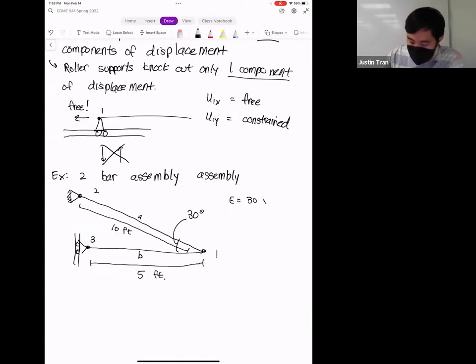Besides the length, both truss elements here have the same properties. And so the Young's modulus is going to be 30 times 10 to the 6 psi. Okay. And the area is going to be 1 inch squared. Okay. And so for this problem, let's compute displacements at all the nodes.